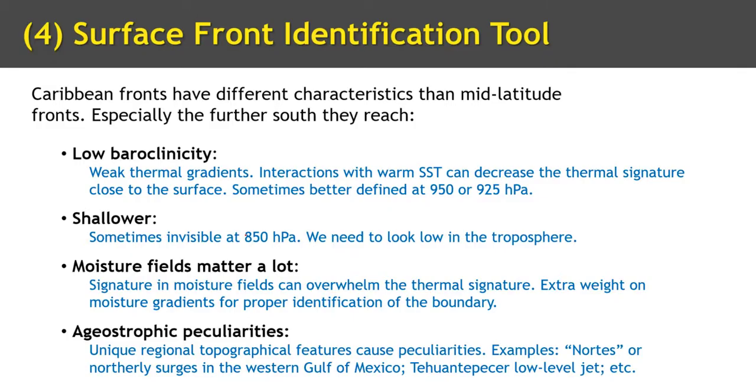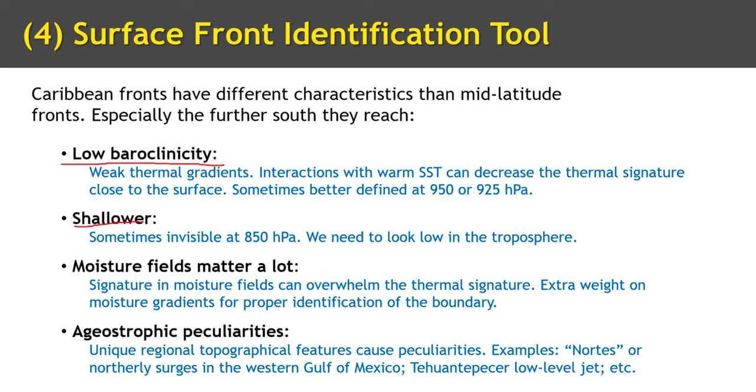So we started working for the Caribbean basin. Most of our efforts are for them. But then we expanded to the rest of the continent. And fronts, once they get to the tropics, are different than mid-latitude fronts. Sometimes they're harder to find. Sometimes they're easier, but for the most part, they have lower baroclinicity, so weaker thermal gradients.